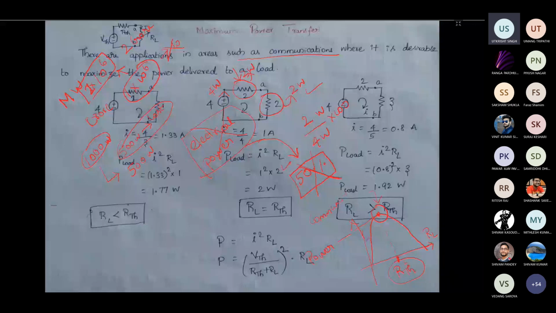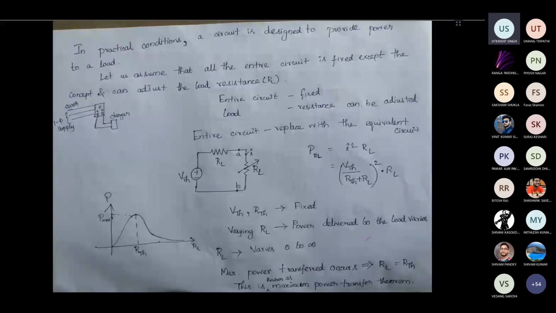Okay, so let us go into more detail. In practical conditions, we will not consider this from the electrical system point of view. This is suitable from the communication point of view. One more point you should notice: here the complete part is fixed and you can change only the load resistance, that is RL. I repeat, for this maximum power transfer theorem, you are not going to change anything on the source and the Thevenin resistance. Only the load resistance you are going to change.